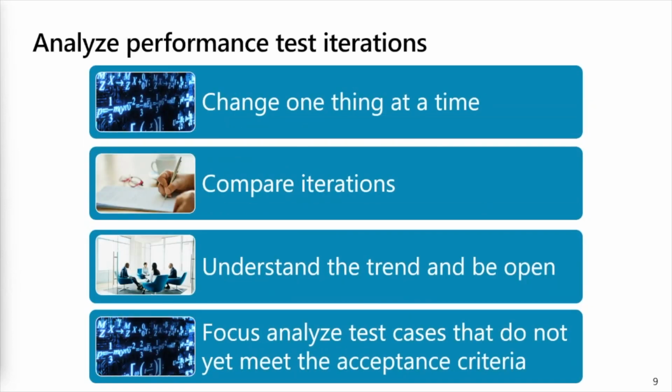Analysis of performance test result continues during test iterations. Ideally, you should only change one thing at a time for a given test case. Compare iterations of test cases and test runs. Are we on the right track? Are we getting closer to acceptance, or are we going in the wrong direction?